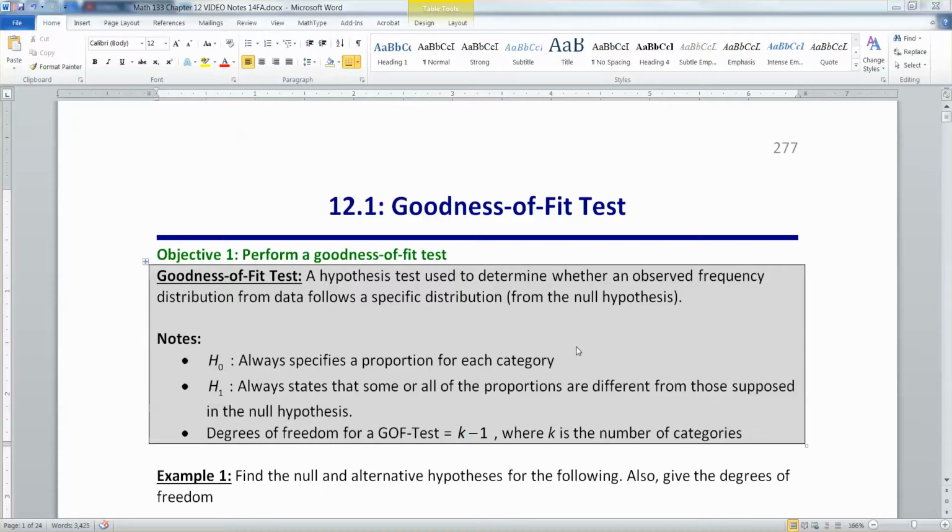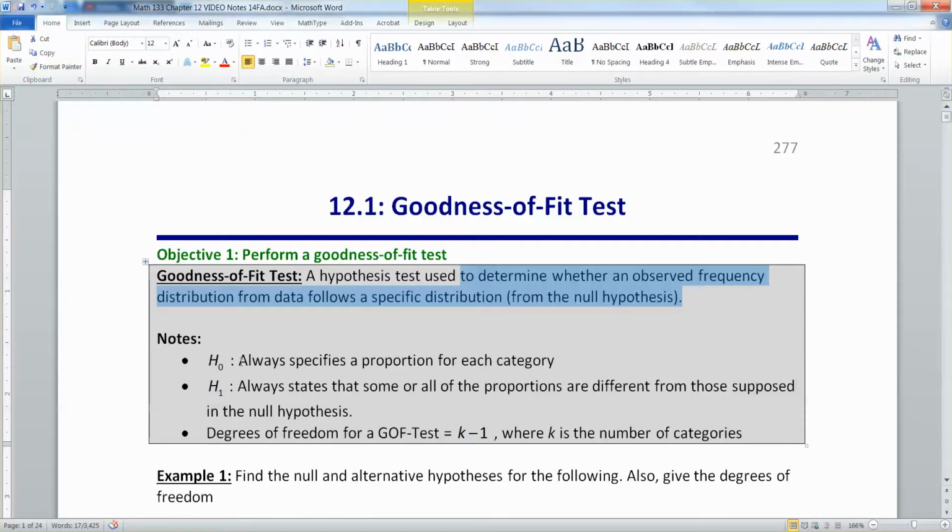So section 12.1, we're going to look at the goodness of fit test. Now, goodness of fit test is a hypothesis test used to determine whether an observed frequency distribution from data follows a specific distribution from the null hypothesis. So, for example, you assume all the colors in an M&M bag are equal or something like that. Then you go buy a bag of M&Ms and you check it, something like that.